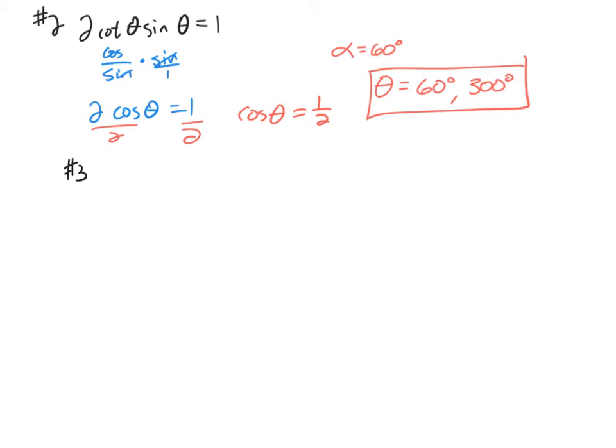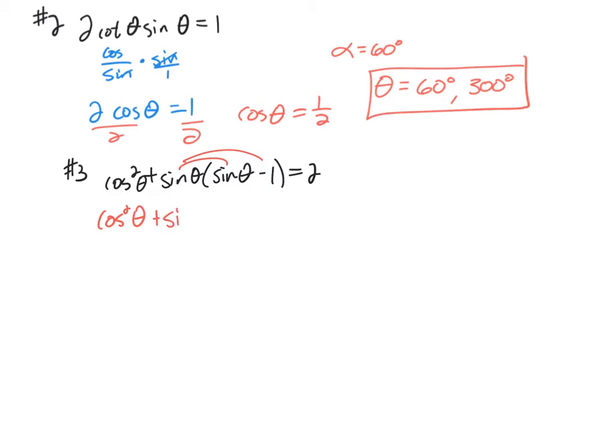For number 3, we're going to have the equation cosine squared theta plus sine theta times sine theta minus 1 equals 2. We need some algebra work here to distribute this sine into the parentheses. So we have cosine squared theta plus sine times sine, which is sine squared theta, minus sine times 1, which is just sine theta, equals 2.